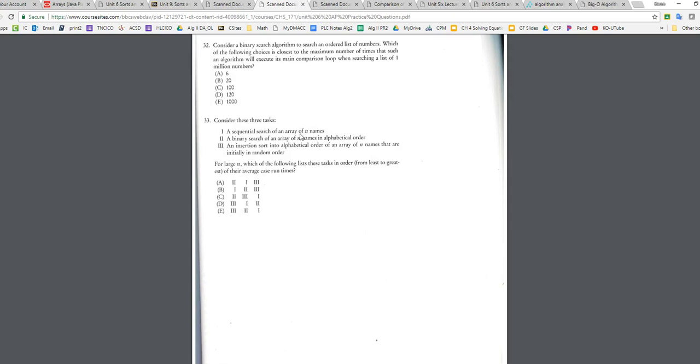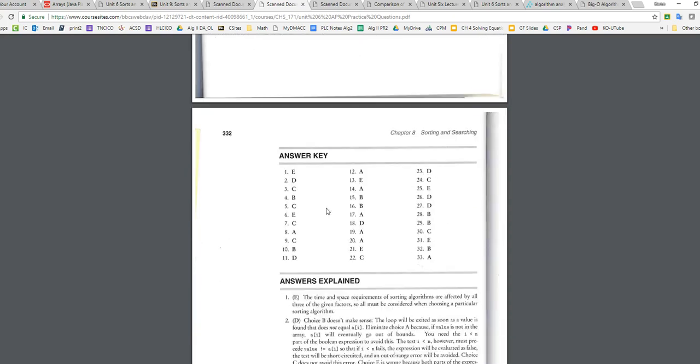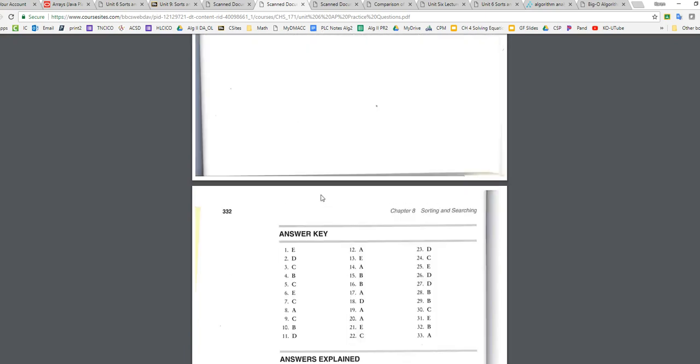This is one where it talks about putting them in low to high. So you have these 3 tasks: sequential search, binary search, insertion sort. You need to compare the big O notation, and then you need to put them in order from least to greatest for their average runtime. So look at your big O chart and you put these in order from least to greatest using that, okay? And that's it on that review.